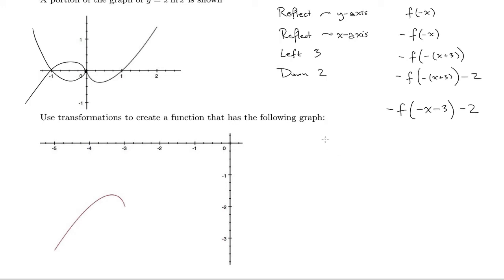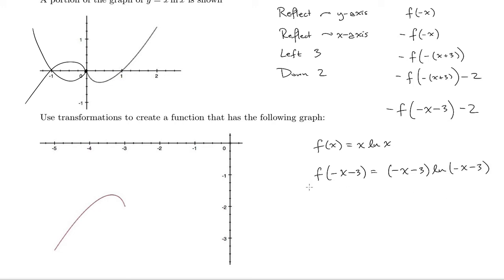All right, well, our function was x times the natural log of x. Okay. But we've got to do all these transformations. So we'll start out by plugging in the negative x minus 3. So that's negative x minus 3 times the natural log of negative x minus 3.